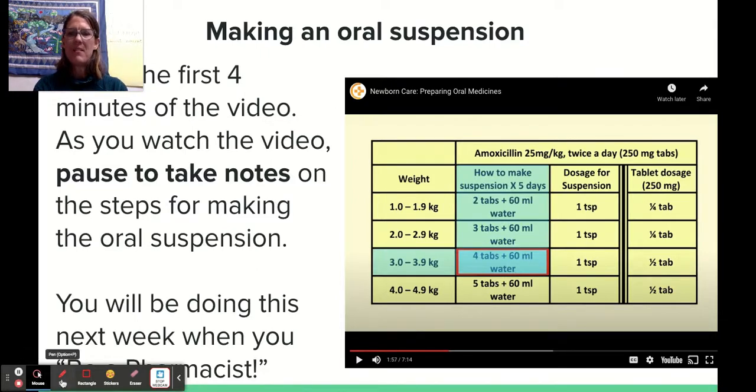Now notice how they go over from one side, the weight of the baby, and then they go down from the top. And you'll be using a dose chart as well. It will look a little different than this, but you'll practice it later in this worksheet.